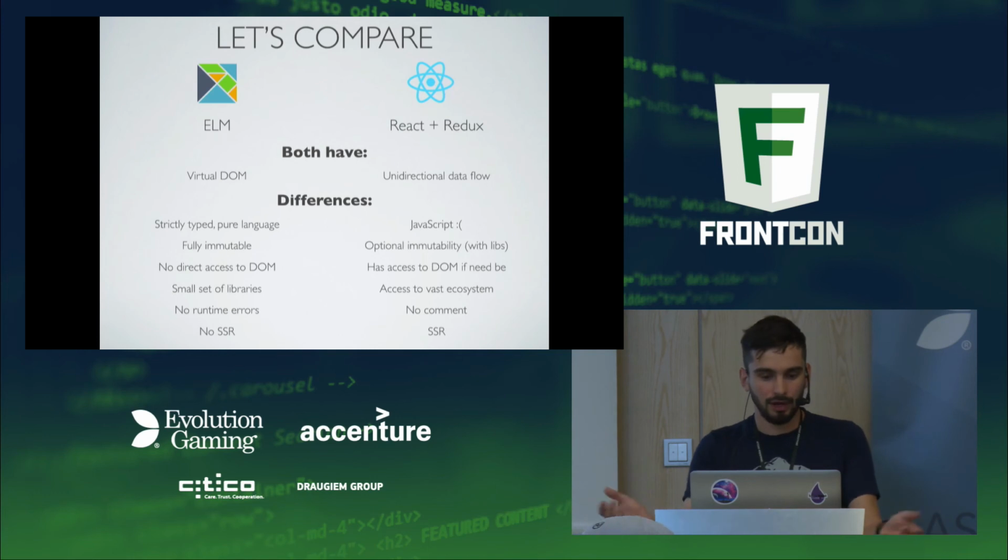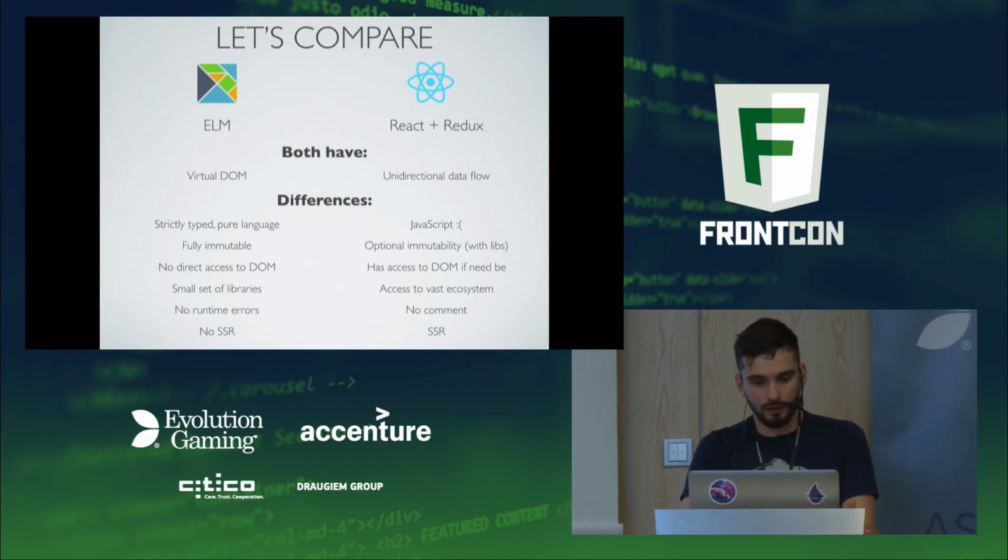Both have virtual DOM, both have unidirectional data flow. The difference is that, of course, Elm is a strictly typed and pure language, and JavaScript, well, that's JavaScript. Elm is immutable. You can get optional immutability with React plus Redux, for example with immutable.js, but that's also not going to guarantee that you will not have any problems with it.